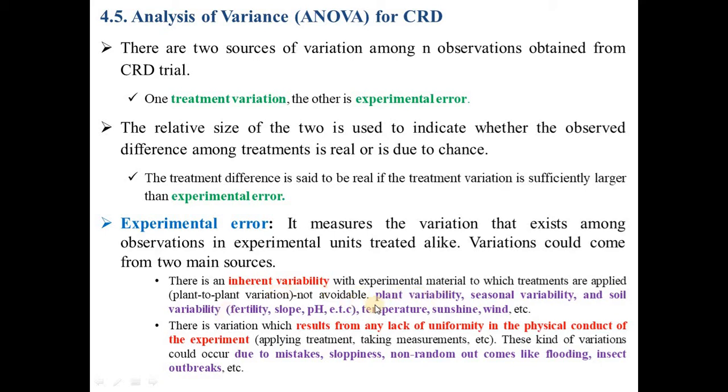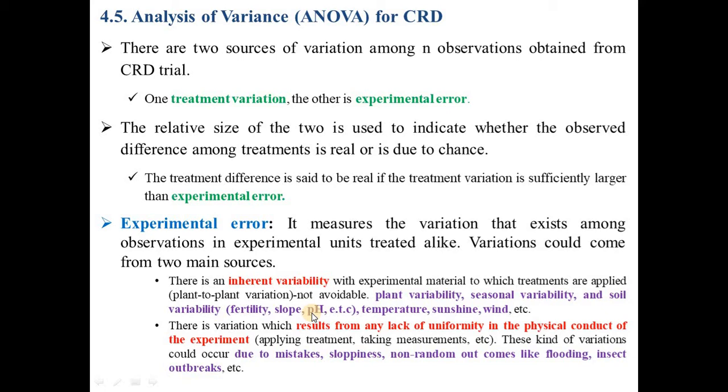That means if our treatments are varieties, the variability between plants is considered to be the inherent variability, whereas the seasonal variability, soil fertility, soil variability, slope, pH, and also temperature, sunshine, and wind are considered as inherent variability arising from the experimental materials.